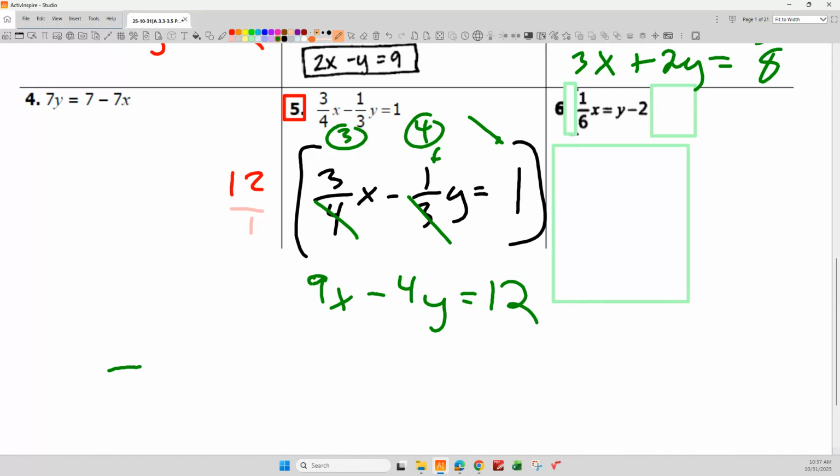How about this one? What's one thing I definitely have to do? Okay, I'm going to have to do that. True. What do I maybe want to do right away to make this look easier? Yeah, clear fractions. So everybody show me on your fingers, what am I going to have to multiply through that entire equation?